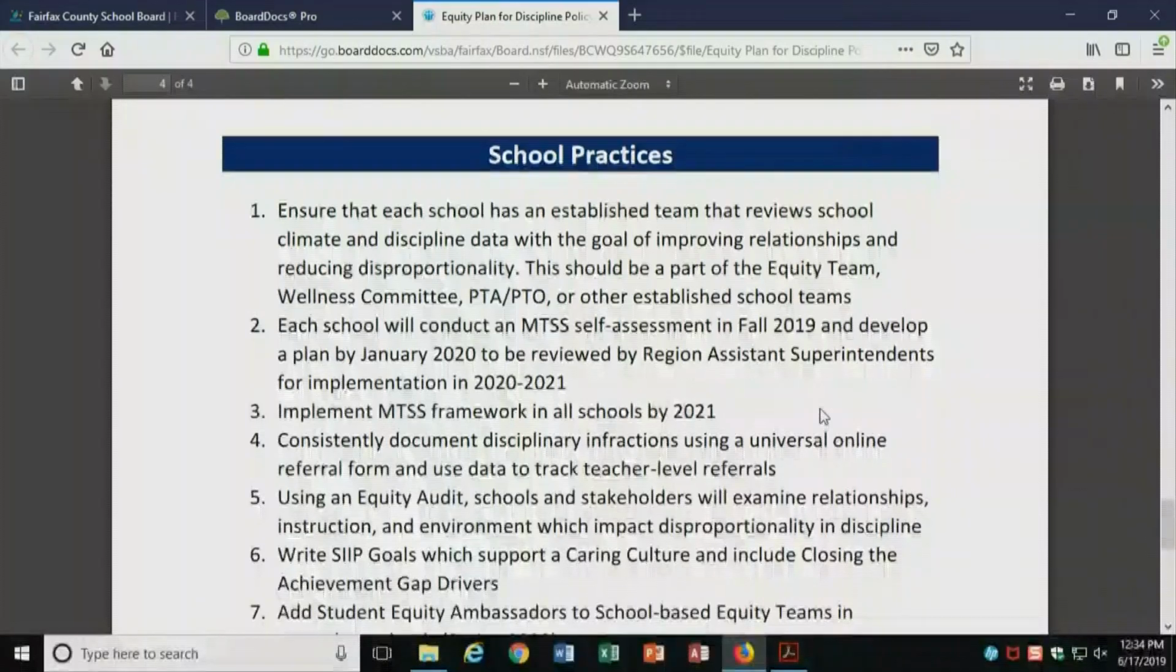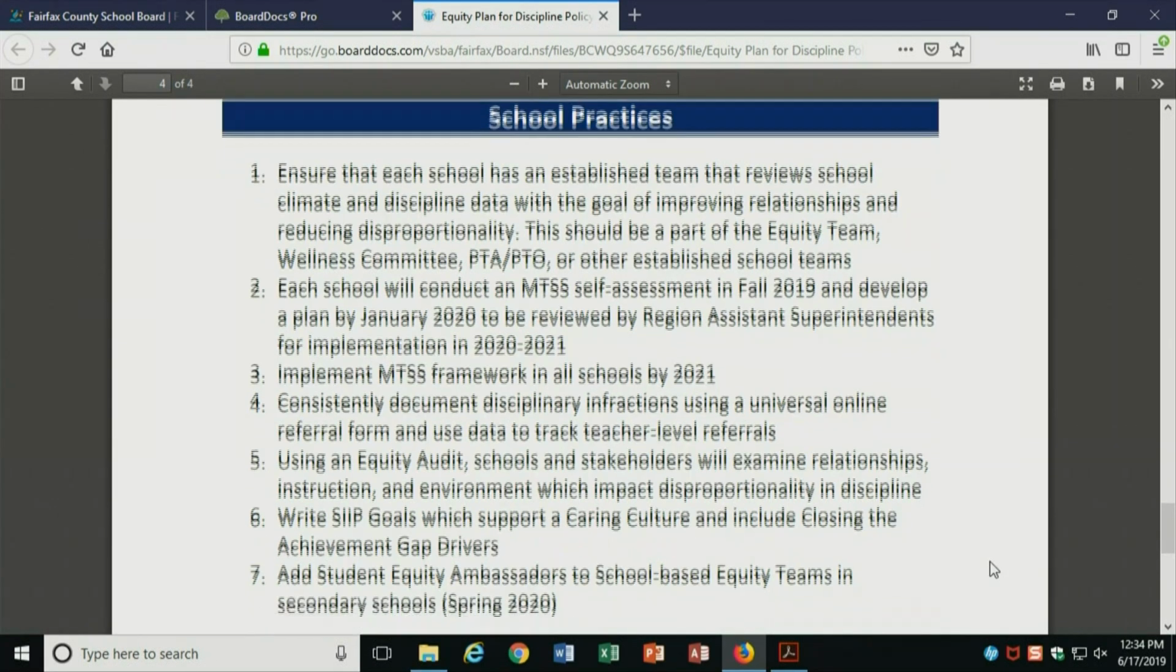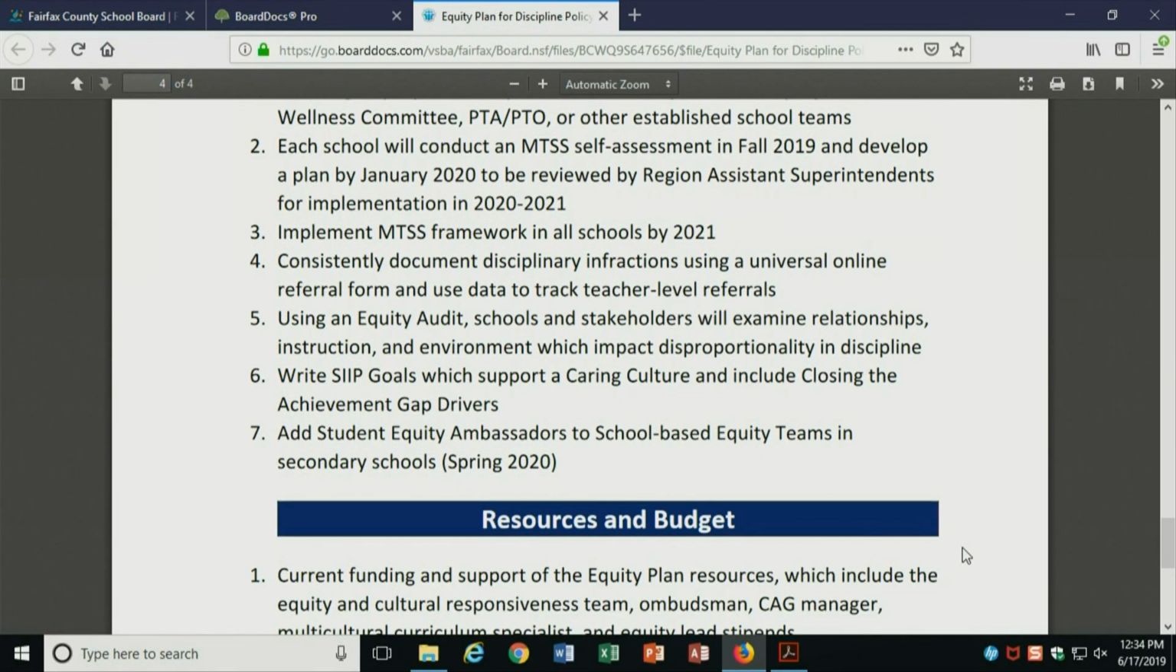The second is that each school will be conducting an MTSS self-assessment this fall, and working with our regional superintendents, we'll develop a plan of what's needed for implementation next year to really begin to do what number 3 speaks to, and that's have a full MTSS framework implemented in all schools by 2021. You heard that as well from 2 of our presenters today.